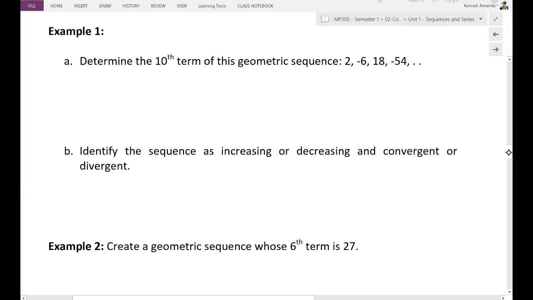So let's look at some examples of applying this idea. Part A, determine the 10th term of this geometric sequence. We've got 2, -6, 18, -54. So again, we're going to need to decide how exactly we're going to do this. We could, hypothetically, keep multiplying, but there is actually a better way.